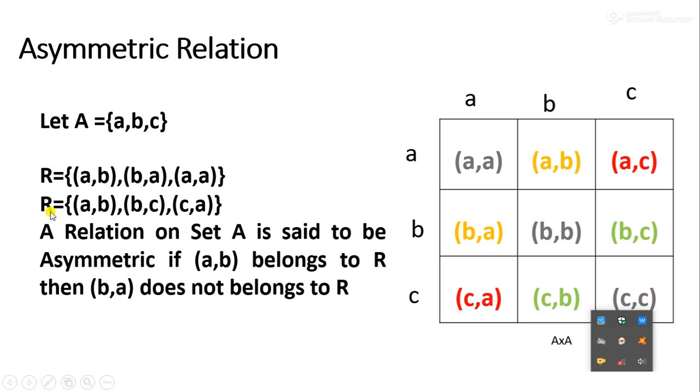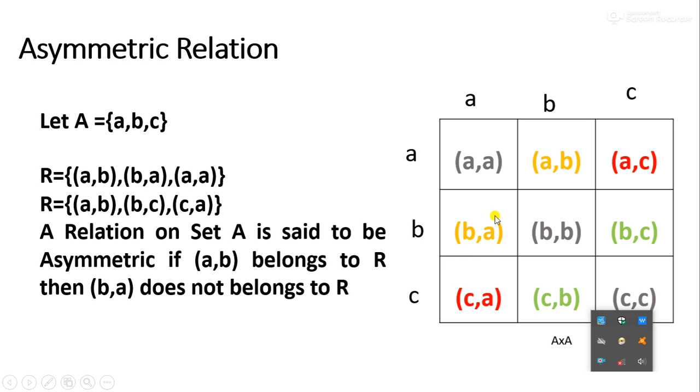So we have another relation R. Here we have AB, and we don't have its symmetric pair, that is BA, in this relation R. We have BC, and we don't have its symmetric element, that is CB. Similarly we have CA, and we don't have the symmetric pair of CA, that is AC. So here in relation R we don't have any symmetric pairs. Therefore this second relation R is an asymmetric relation.